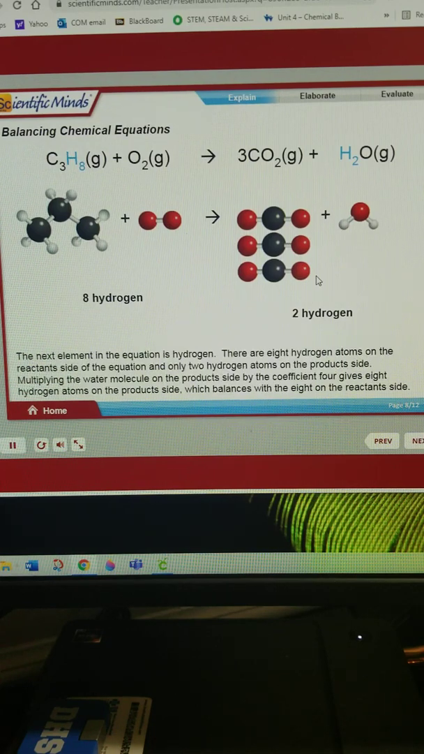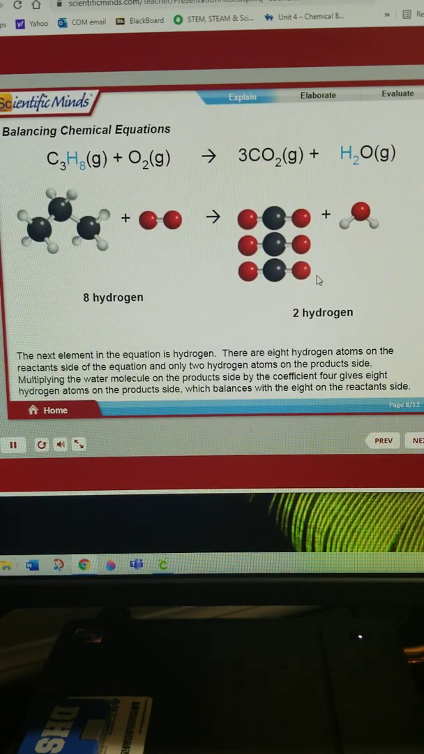The next element in the equation is hydrogen. There are 8 hydrogen atoms on the reactant side of the equation and only 2 hydrogen atoms on the product side. Multiplying the water molecule on the product side by the coefficient 4 gives 8 hydrogen atoms on the product side, which balances with the 8 on the reactant side.